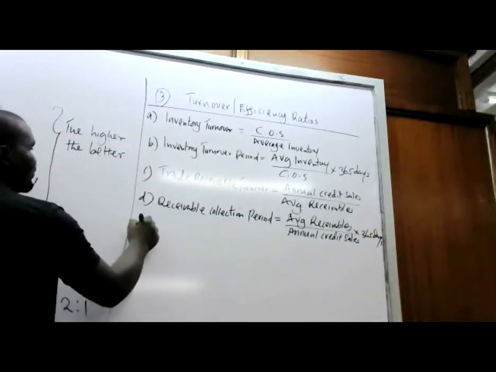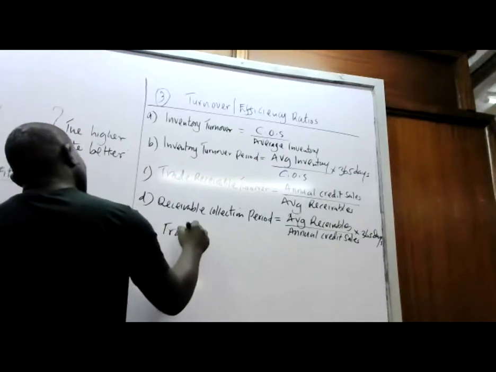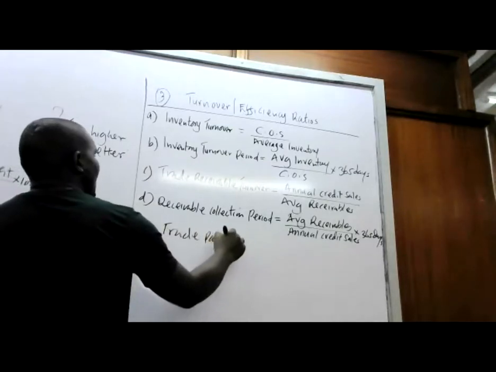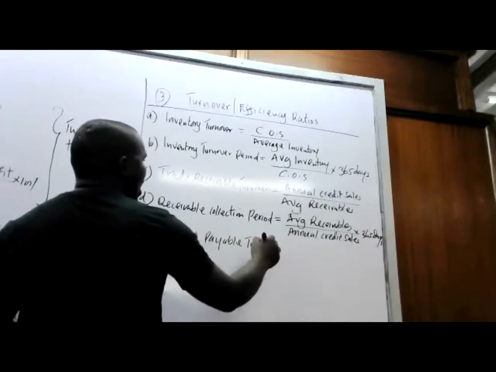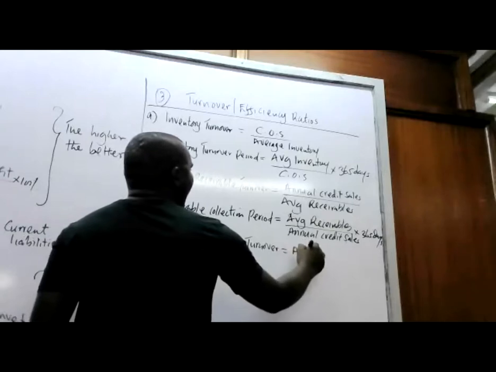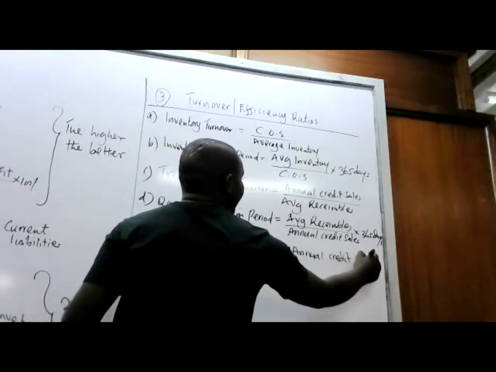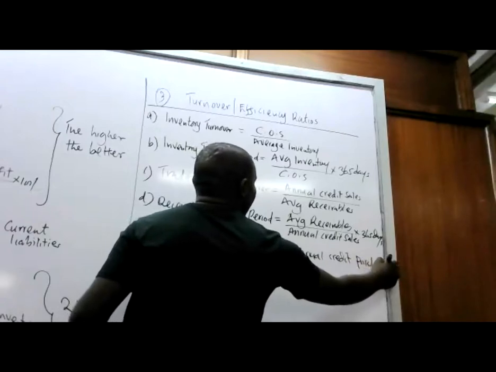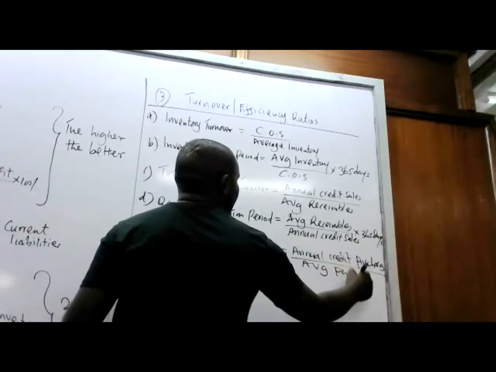Then trade payable turnover: annual credit purchases, divide by average payables.